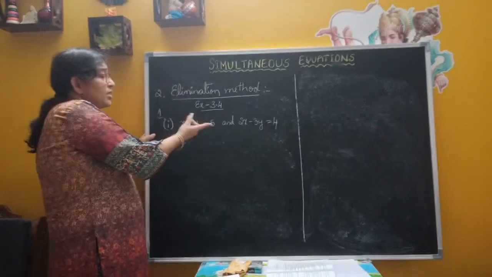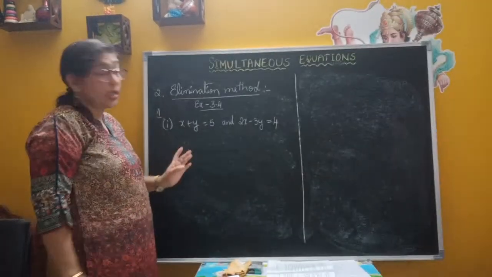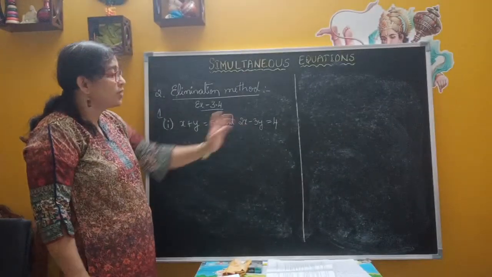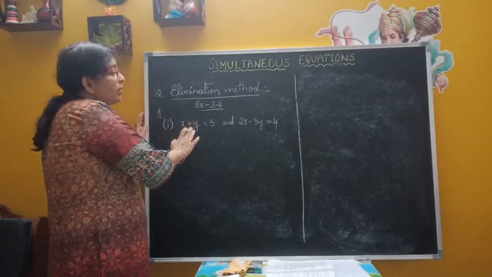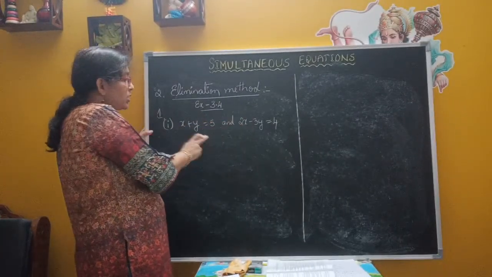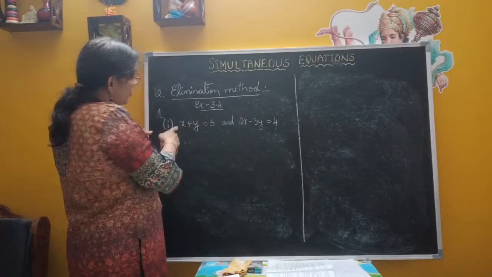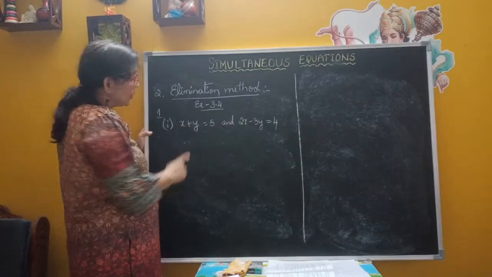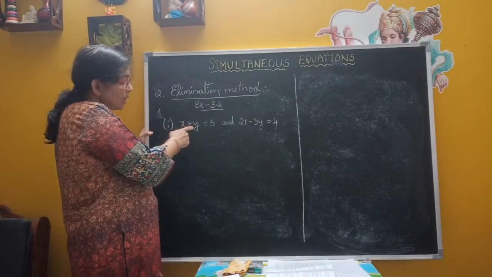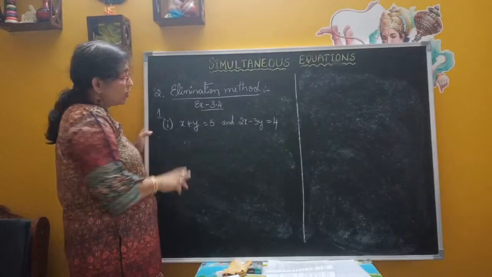So x plus y is equal to 5. In the first step, what should be done? As soon as you see the equations, first we need to check: is there any variable in both equations with the same numerical coefficient? Here, what is the coefficient of x? 1. Here, the coefficient is 2. No, we don't have it. Here, the coefficient of y is 1, and the coefficient of y is minus 3. We don't have it either. So what to do?